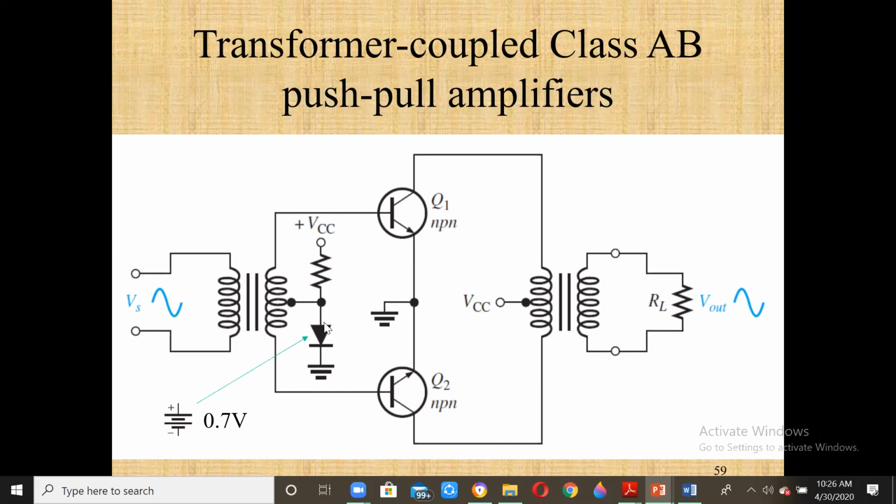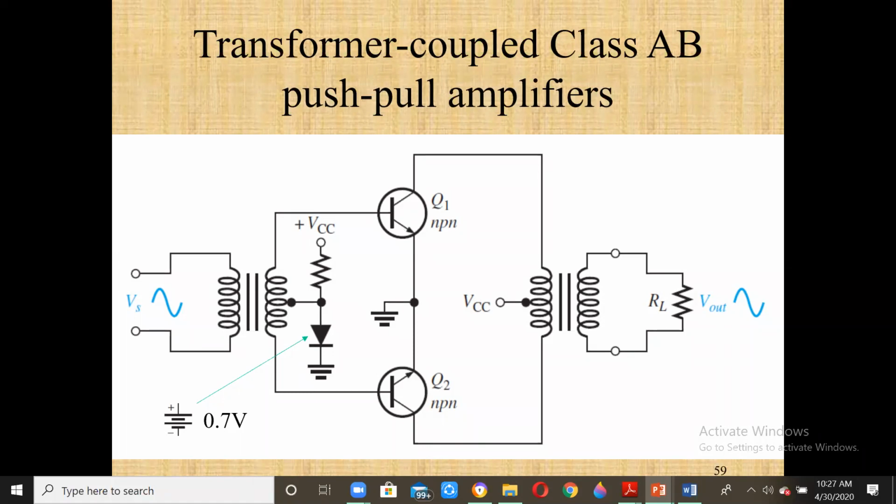So what does it do? The positive side of the 0.7 volts is connected to the base. The negative is grounded, and the emitter is also grounded. Ground and ground are both the same. So that means this transistor is on. In a similar way, 0.7 is connected to the other one, and again you have VBE of 0.7 here. So both transistors will be correspondingly on because of this, thus eliminating the crossover distortion.